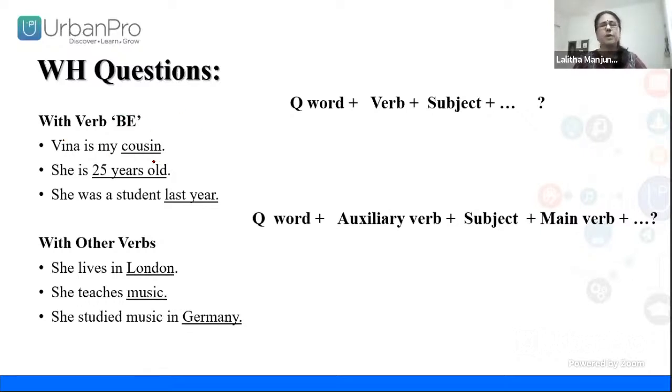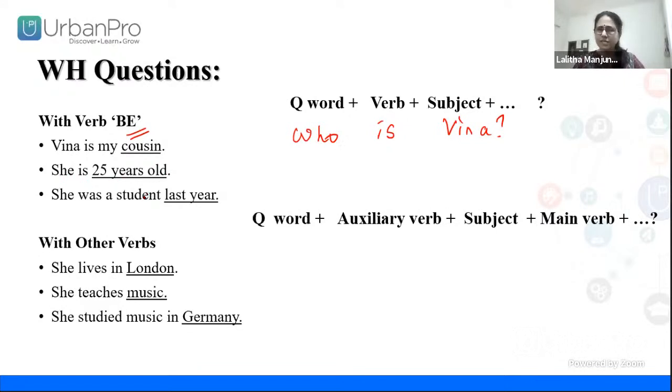Veena is my cousin. You need information about this underlined part. So how will I make the question for this? This is a person, so I have to put who. What is the verb here? The verb is the verb be, as I already told you. The verb be is: is, am, are, was, were, etc. So who is, and the subject is Veena. This is how I make a question for this sentence.